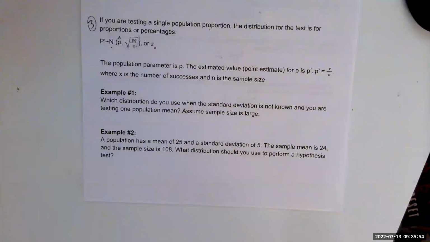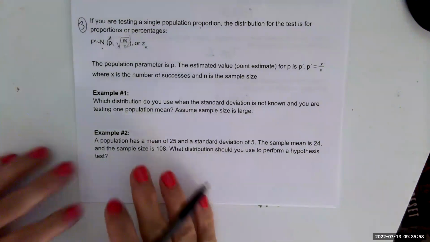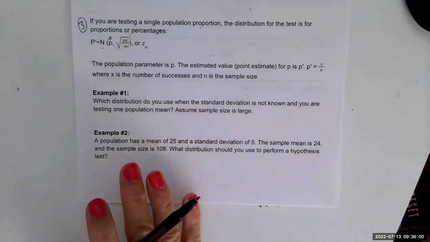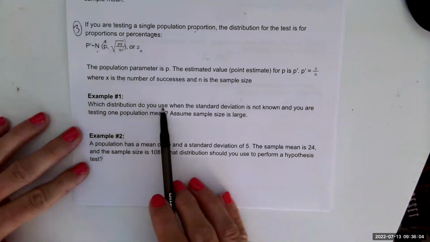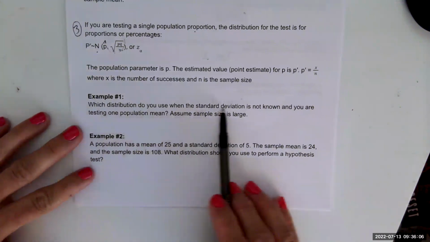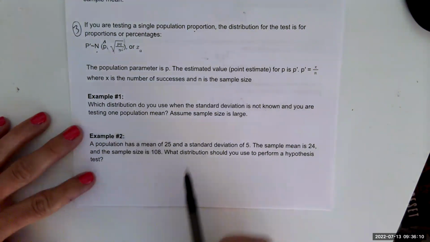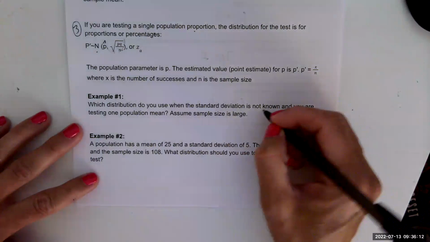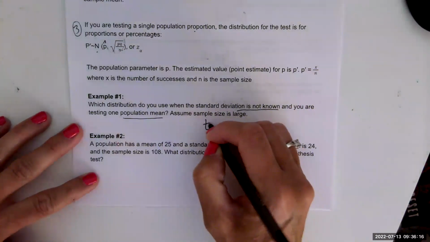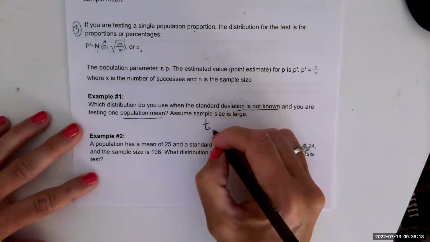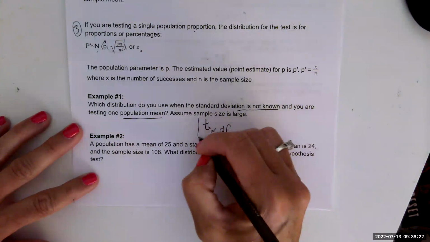And we're just going to look at a couple pieces where we decide on the distribution, and then we're going to move on to 9.4. So it says, which distribution do you use when the standard deviation is not known and you are testing one population mean? And we're assuming our sample size is large. So if standard deviation is not known and we're testing a mean, we're going to use the t with alpha and degrees of freedom.